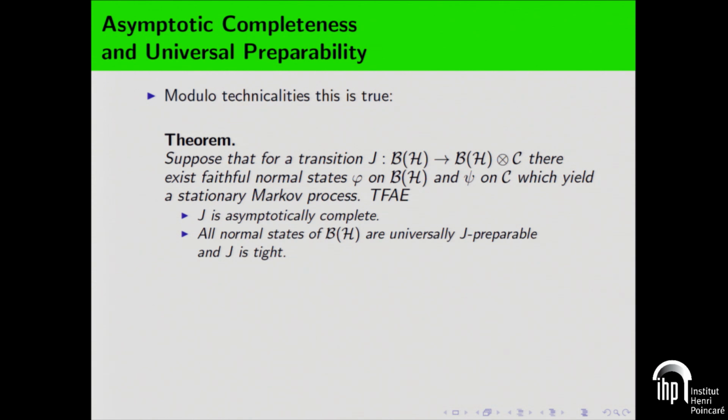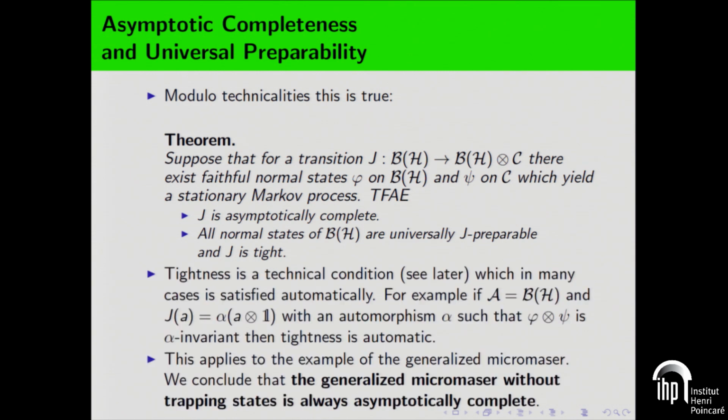Yeah? So we have the following theorem. It's for A equal to B of H. The transition goes from B of H to B of H tensor C. And suppose there exist faithful normal states phi on B of H and psi on C, in the setting we studied. So we have a stationary Markov process in this sense. The following are equivalent. J is asymptotically complete. The other statement is all normal states of B of H are universally J preparable. And a technical condition, J is tight.